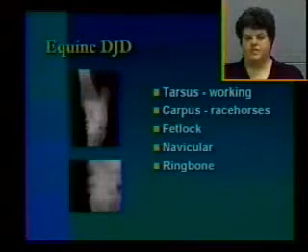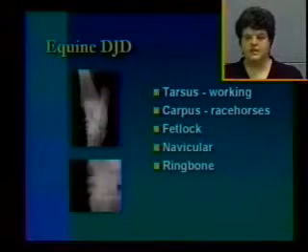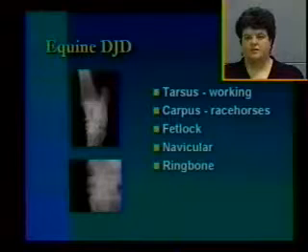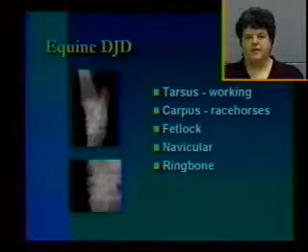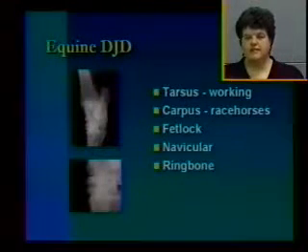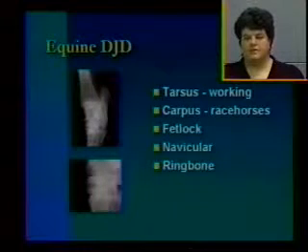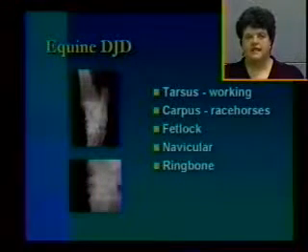DJD, or degenerative joint disease in the horse, is very common because we ask them to do things that they weren't necessarily designed to do. In the tarsus, you'll commonly see DJD changes in the working horse, so the cutting horse, the dressage horse, the hunter jumper. It manifests itself initially by osteophyte production, which you can see in the inset on this horse at the tarso-metatarsal joint.